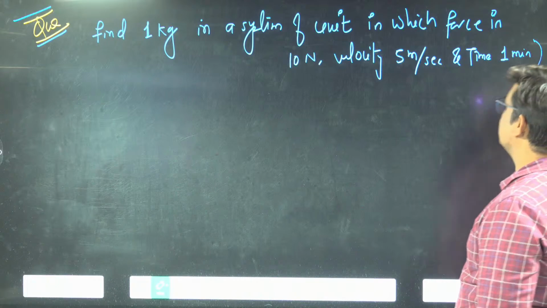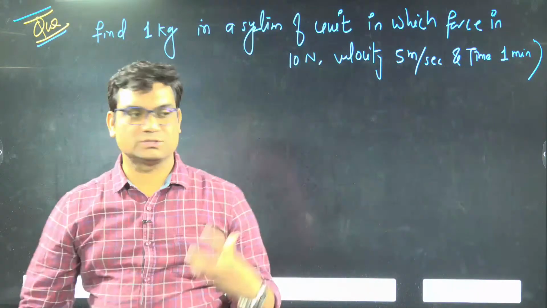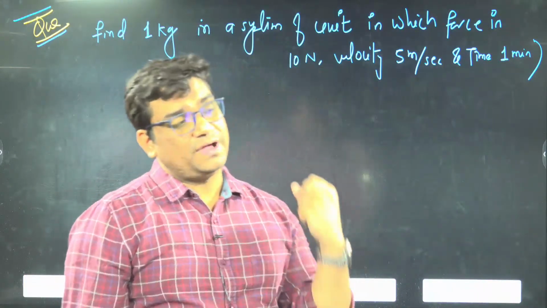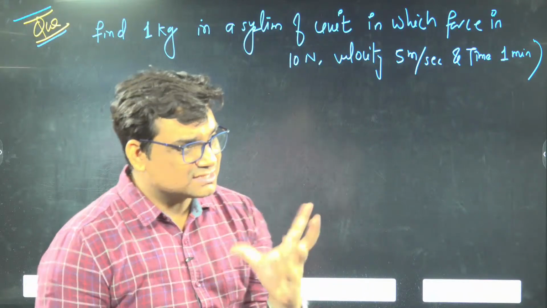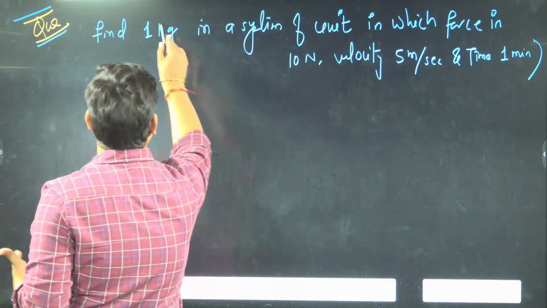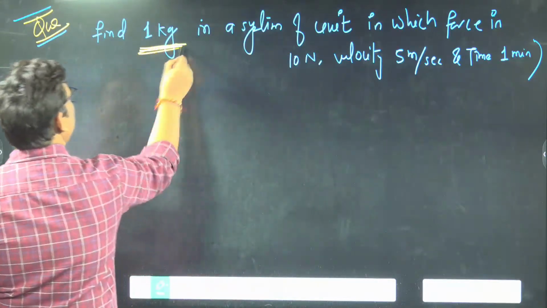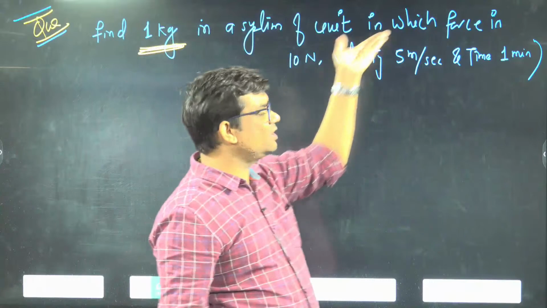Okay, now this is the question. So we need to find this question first. You need to read here. Find 1 kg in a system of unit in which force is this. Okay, so they are asking mass. 1 kg means they are talking about mass, and they are asking mass in terms of force, velocity, and time.